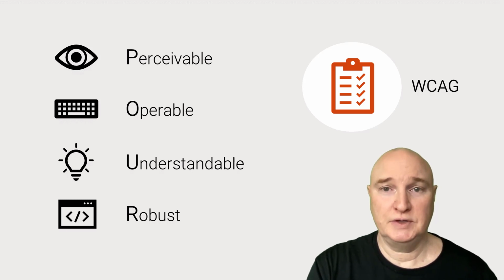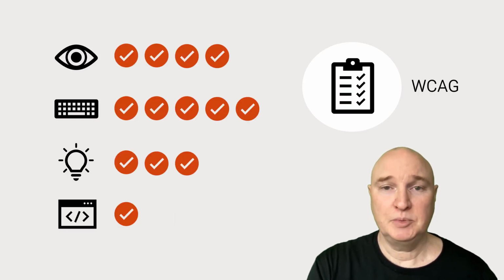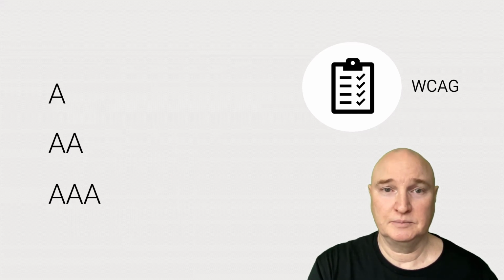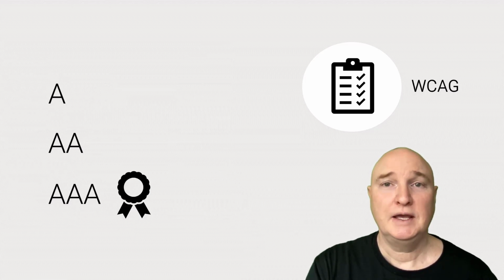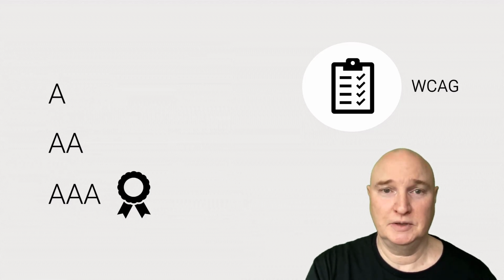WCAG contains 13 guidelines in total, each belonging to one of these principles. These 13 guidelines contain a number of testable statements across 3 levels of compliance. Level A sets a minimum level of accessibility, while meeting level AAA guidelines indicates a high level of accessibility.